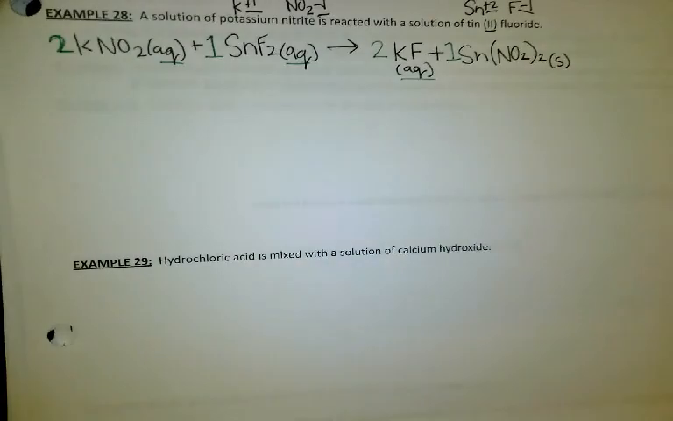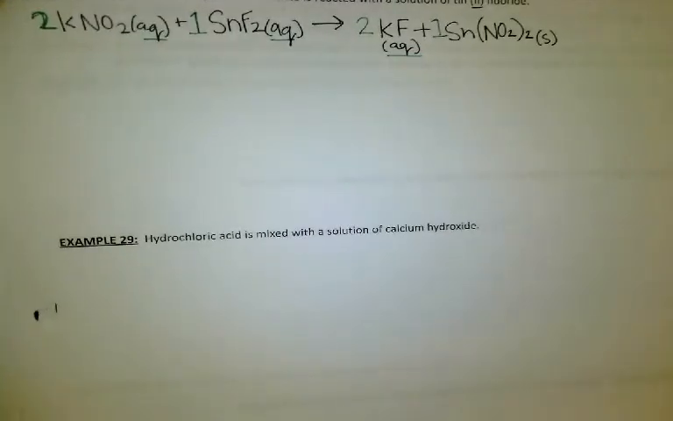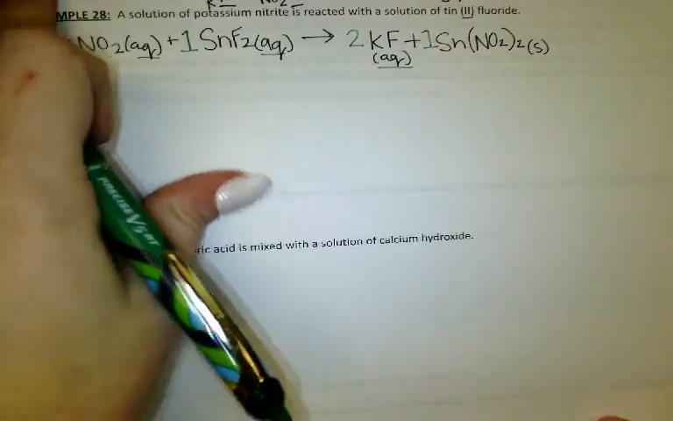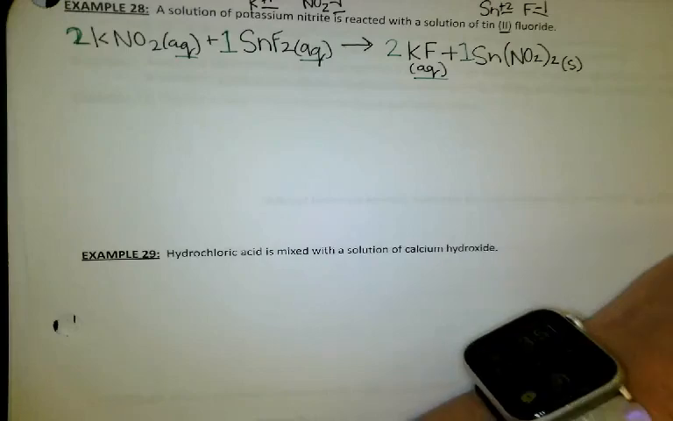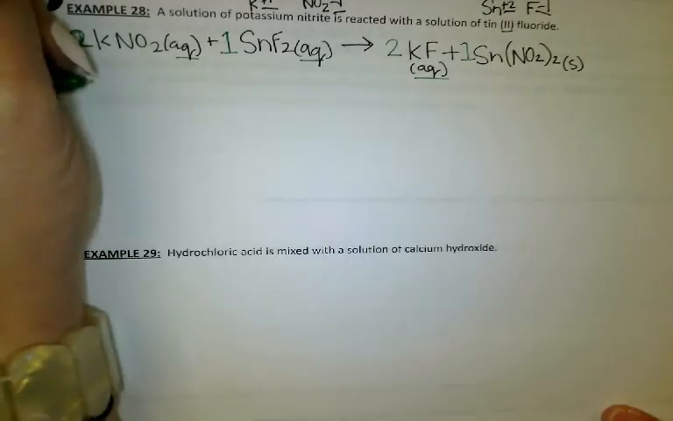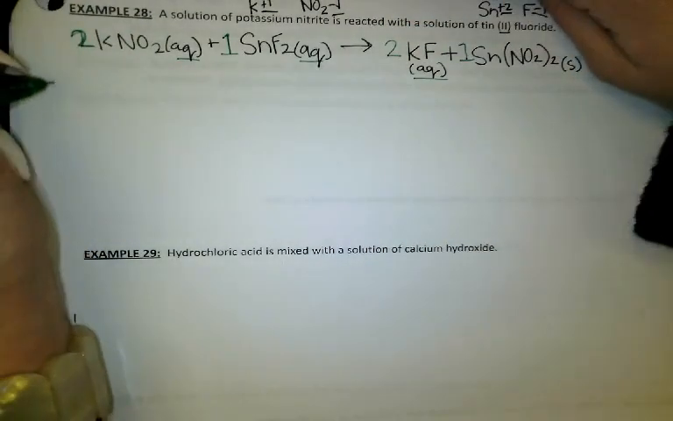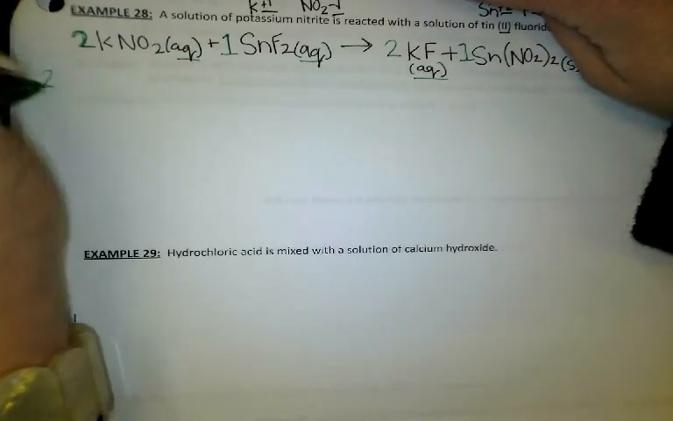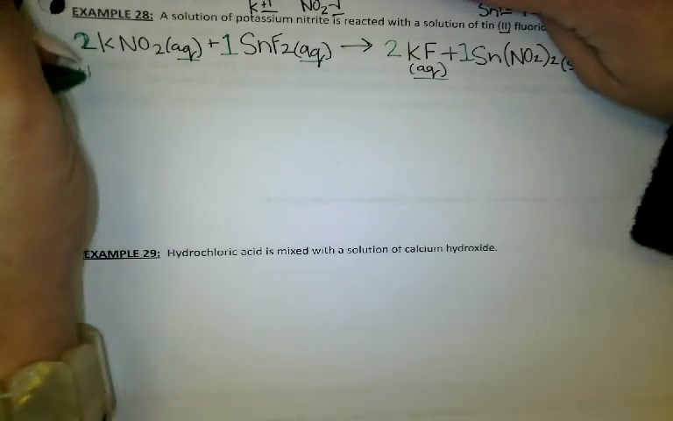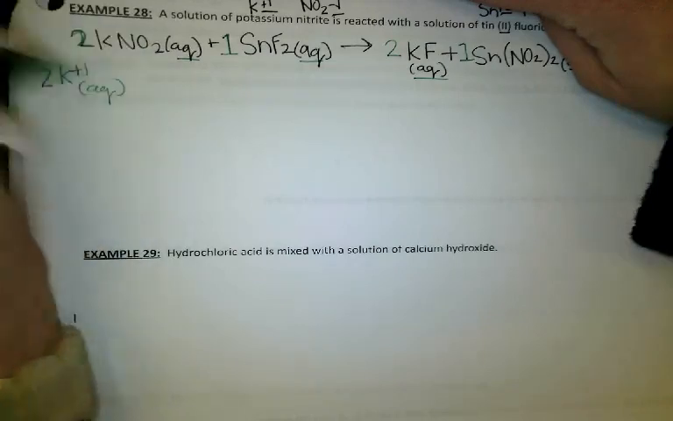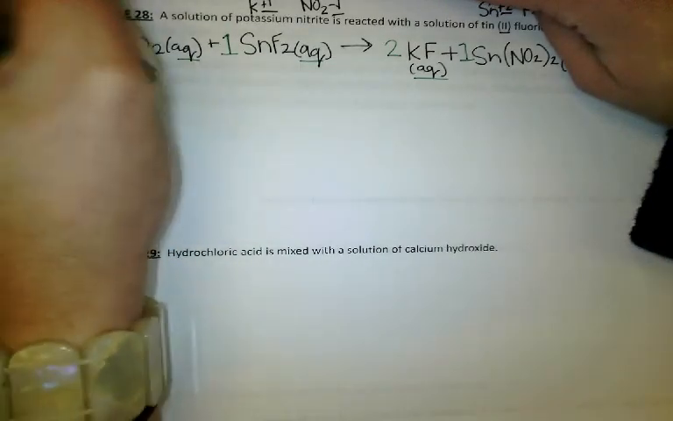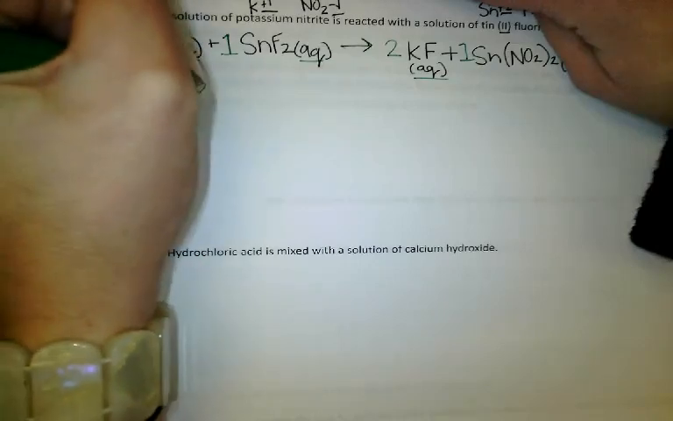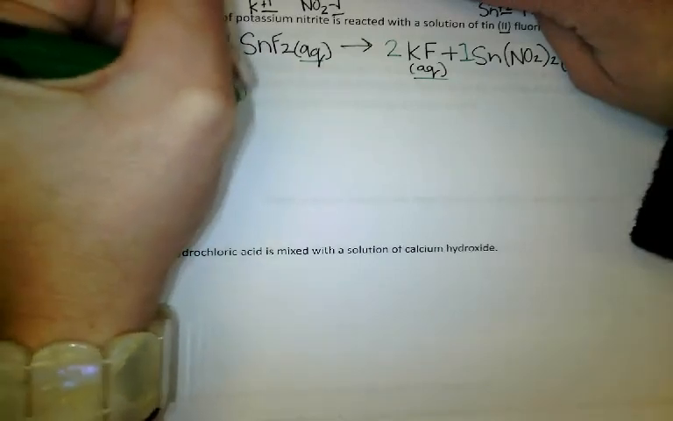Okay? So, I got potassium nitrite. Okay, I'm going to separate that out. So it's going to be 2 potassium ions, aqueous. Now this 2 is going to distribute to the nitrite 2. Okay, so plus 2 nitrite ions. Okay.